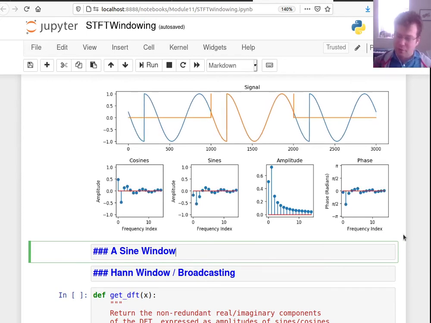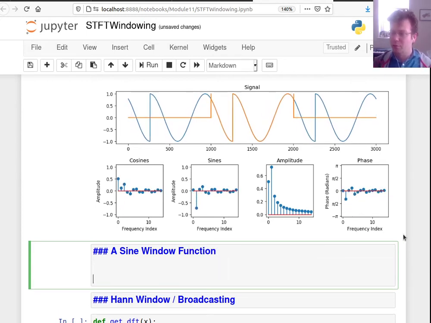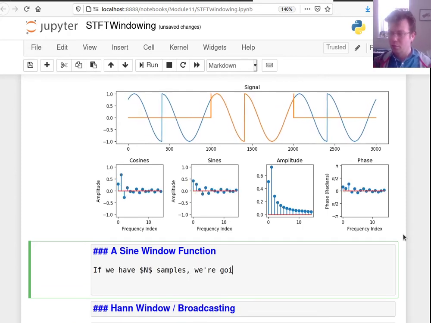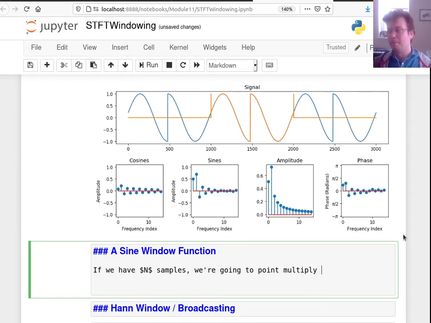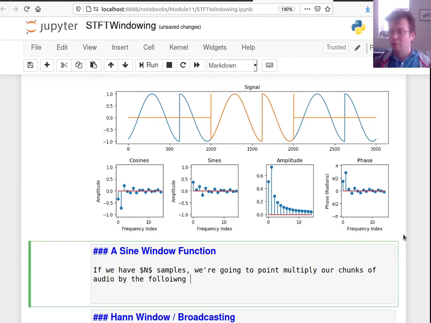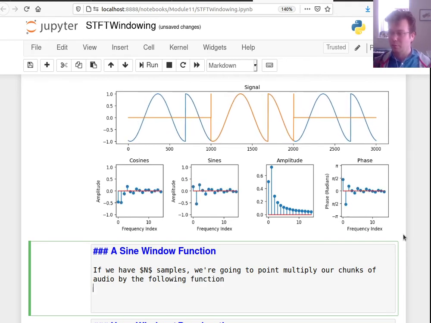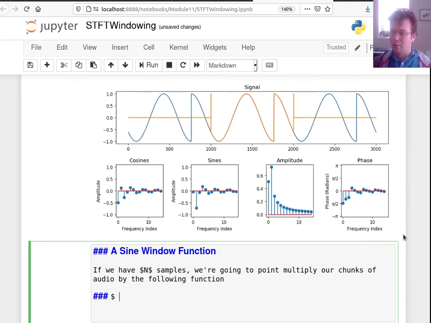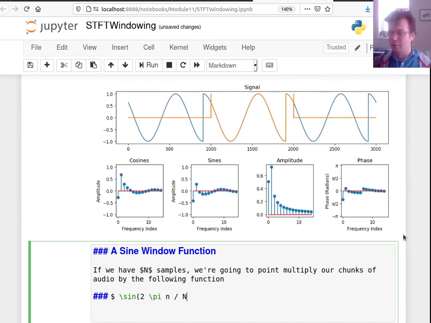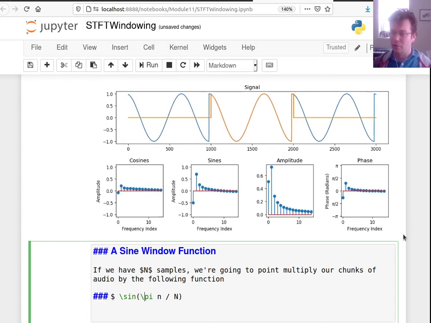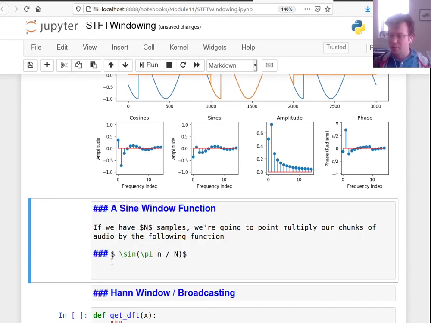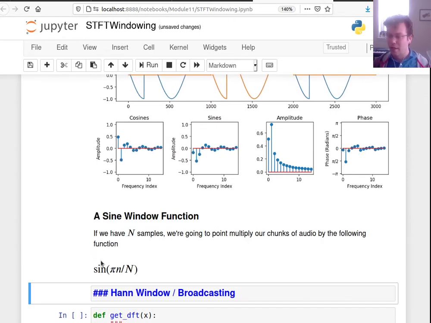Okay, so let's look first at a sine window function. So what we're going to do is, if we have n samples, we're going to point multiply our chunks of audio by the following function. So we're going to multiply by sine of 2 pi n over n. Actually, just sine of pi n over n. Okay. So we're going to multiply our signal by a sine that goes through half of a period.